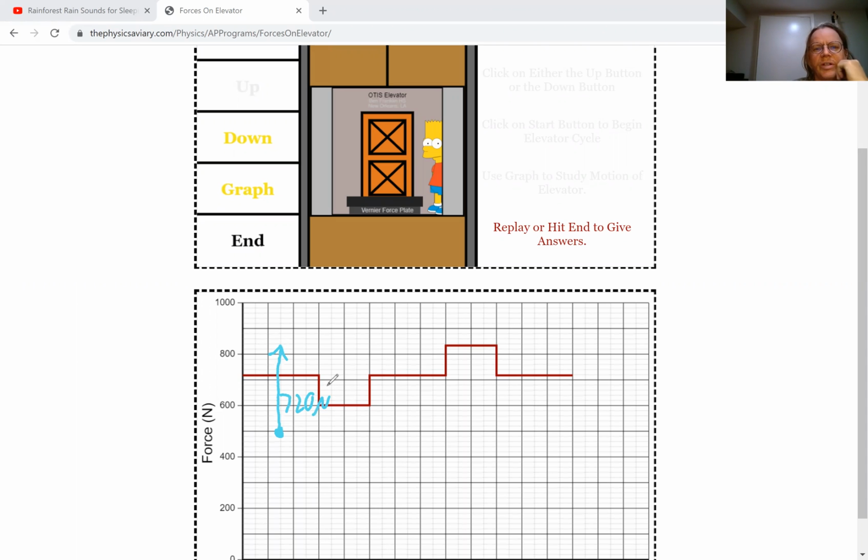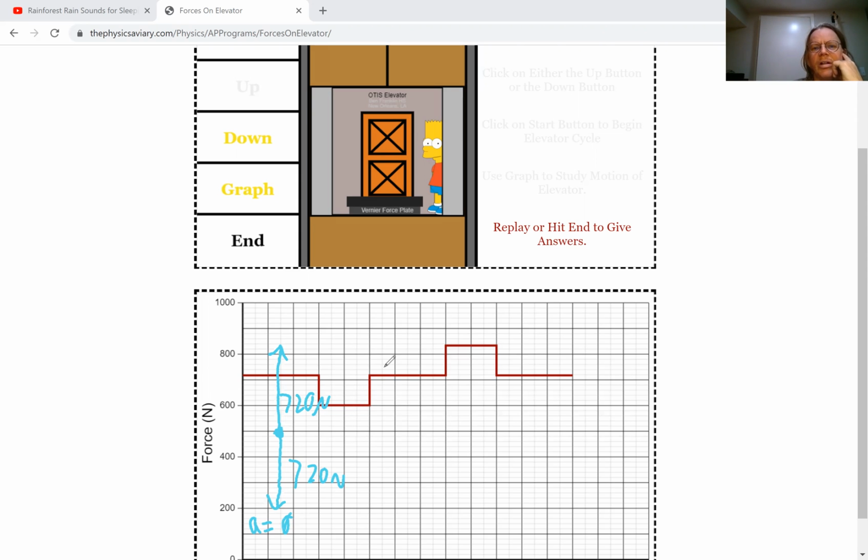Well, it's not moving, and there's no other forces. This is a contact force. There's no other force acting on the crates except for gravity yanking down on this thing, and that is 720 newtons. So there's no net force. Things at rest tend to stay at rest. So the acceleration is 0 for this portion. Nothing's happening. 0 meters per second.